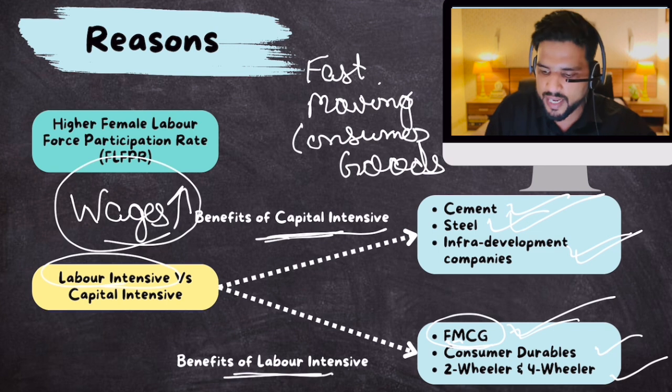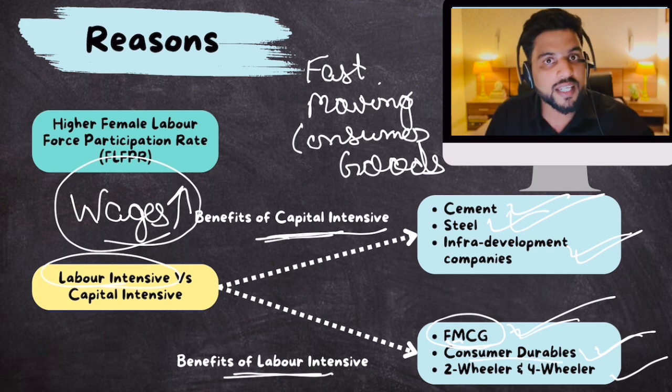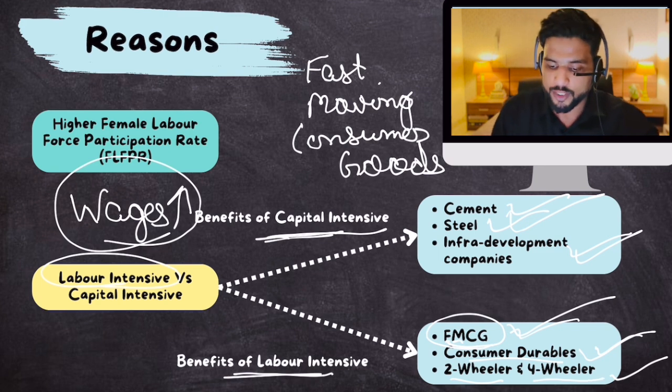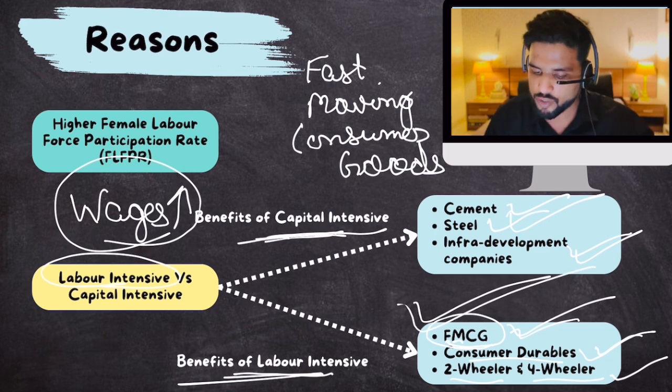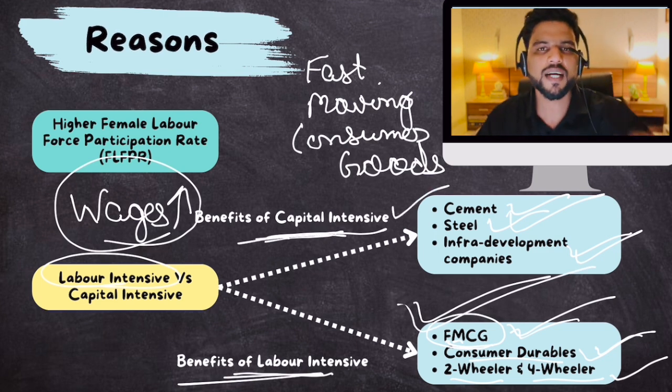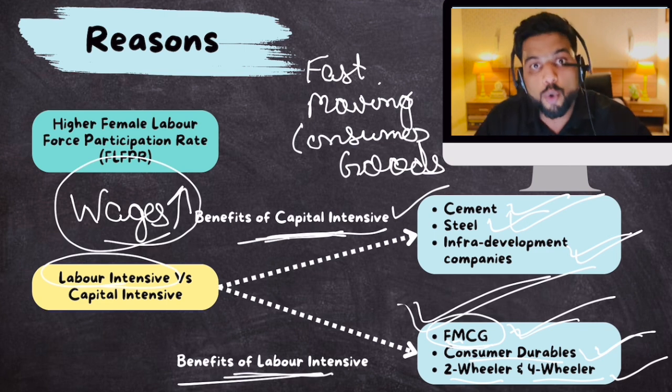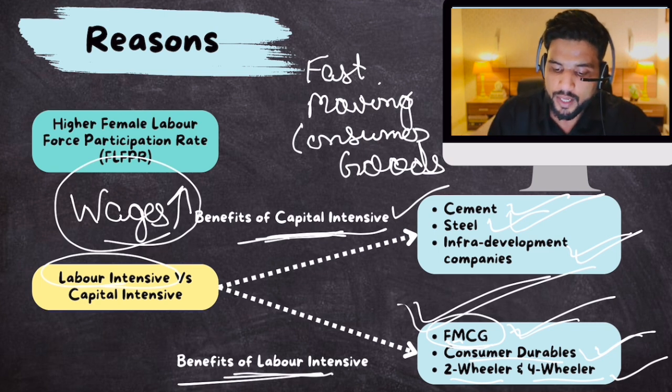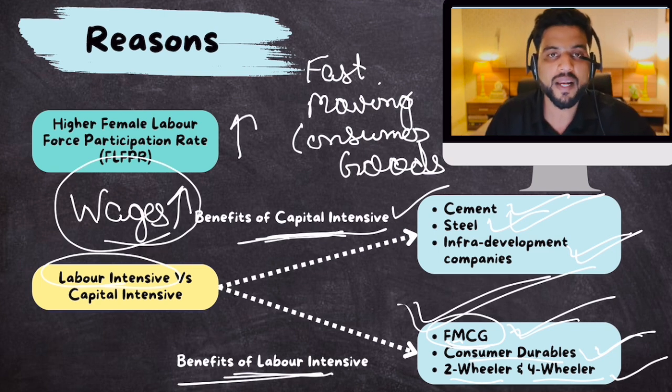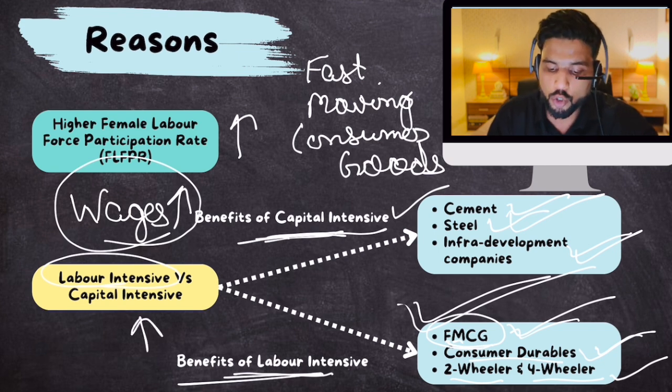When people's wages are rising, consumer durables, microwave oven, TV, fridge, they benefit. When wages are increasing, two-wheeler sales increase, car sales increase. Okay, so the benefit of labor intensive industry goes to them, the benefit of capital intensive industry goes to them. So this article says that the reason why rural wages particularly are stagnant is because, number one, labor supply has increased because of high female labor force participation rate. Number two, growth is driven by capital intensive industries.